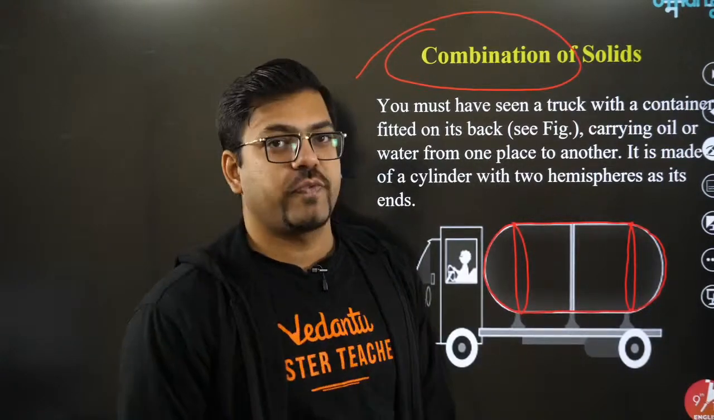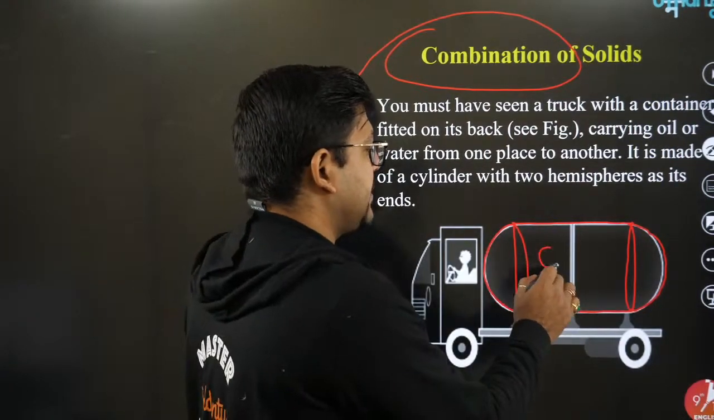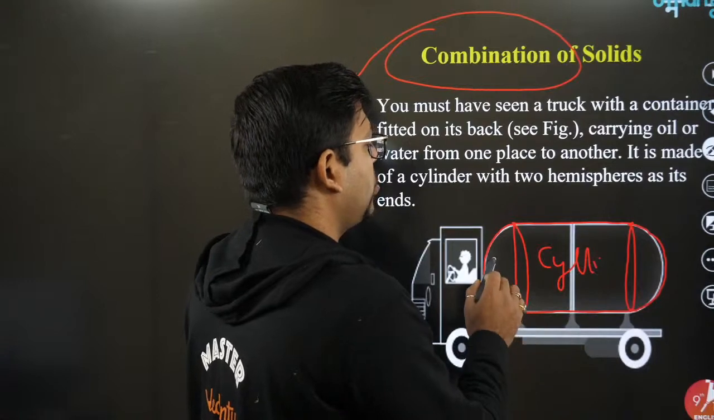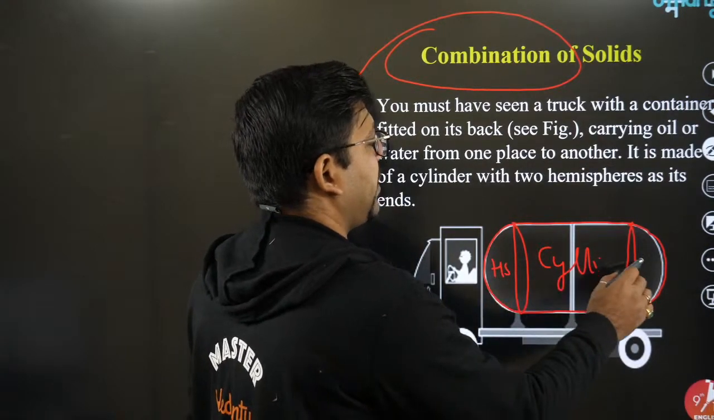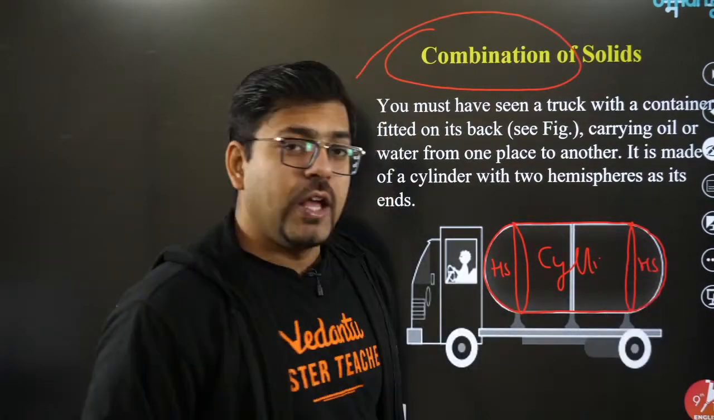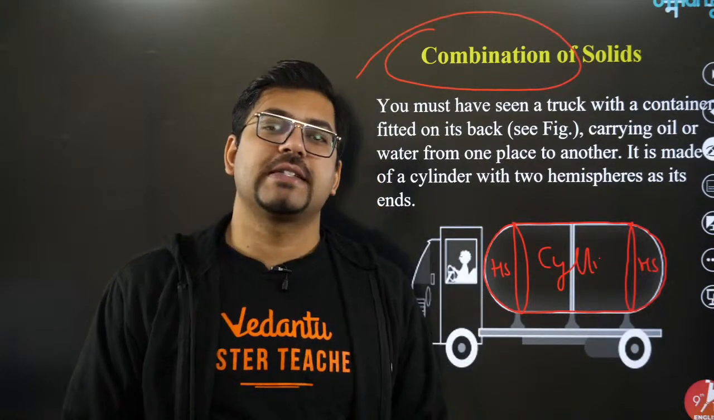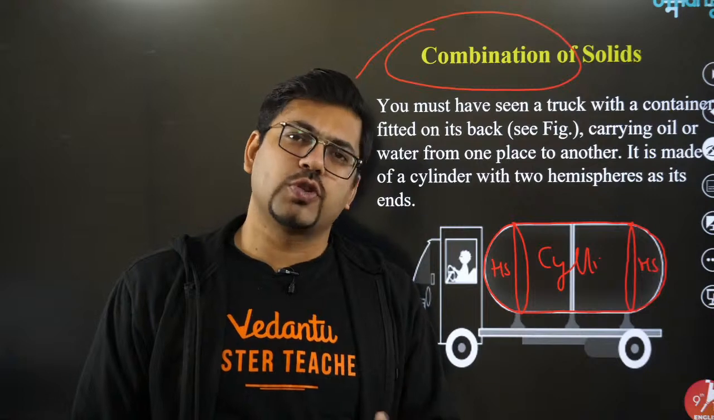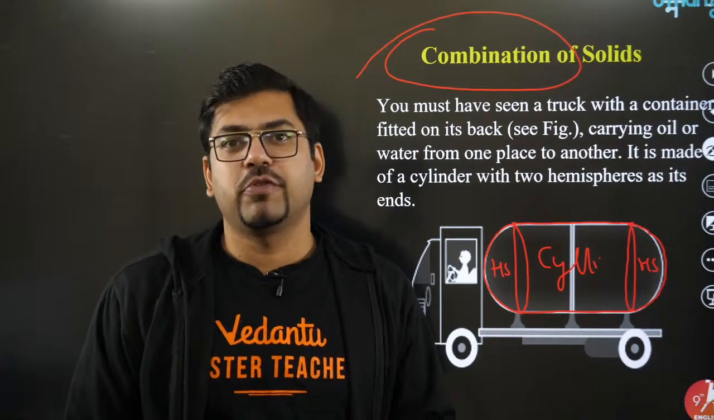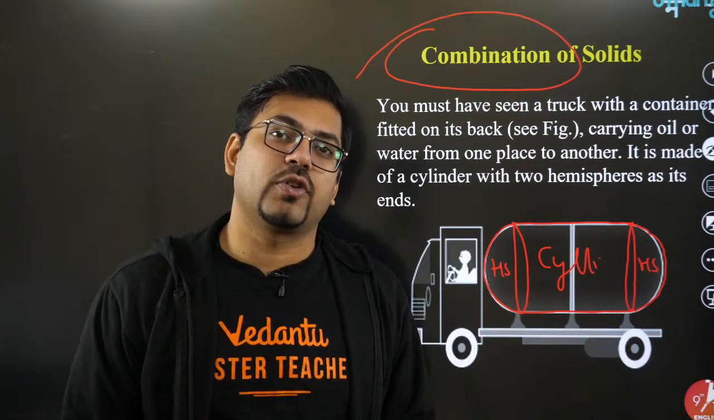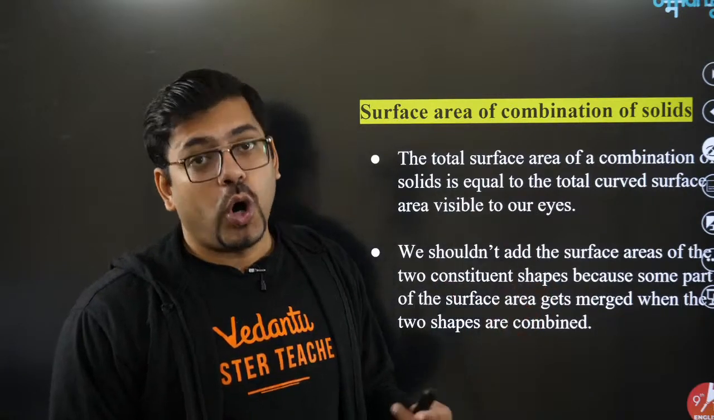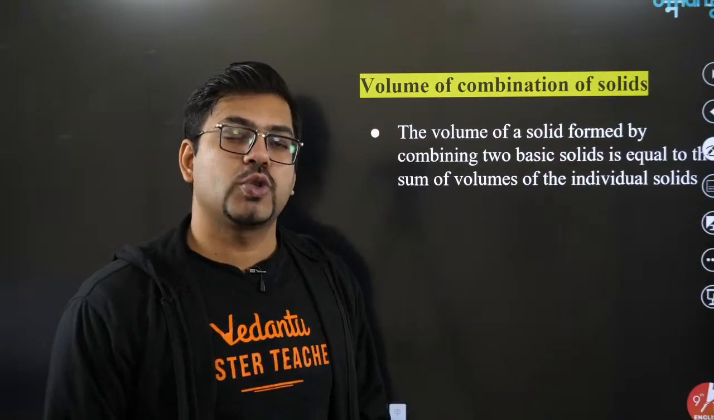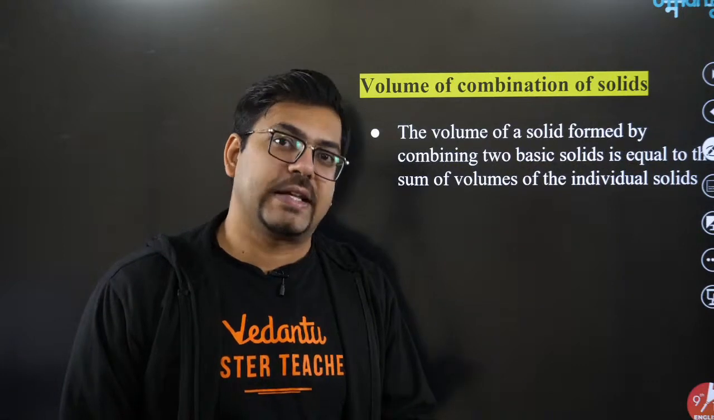So there are two hemispheres. Basically it is a cylinder with two hemispheres, hemisphere 1 and hemisphere 2. Like this, you can find multiple other objects which are a combination of two solids, or three solids, or four solids, or whatever. And you may have to find the total surface area of that solid, or you may have to find the volume of that solid. So all these questions are very much probable for your examination.